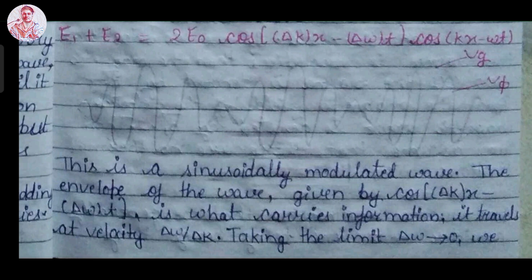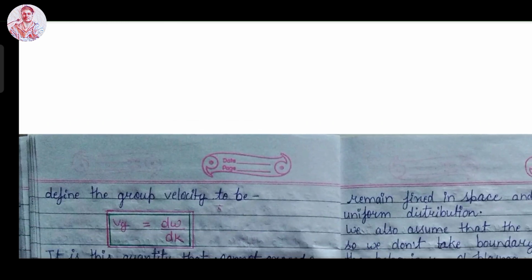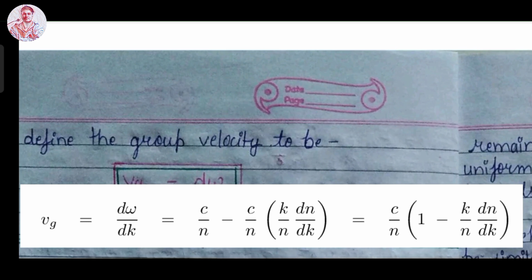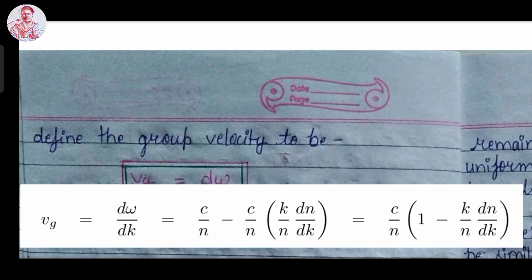The envelope of the wave is given by cos(Δkx − Δωt). This is what carries the information. It travels with the velocity Δω/Δk, which is the group velocity. Taking the limit Δω tends to 0, we get the group velocity Vg = ∂ω/∂k. And this is the quantity which cannot exceed the limit of c. c is the speed of light.